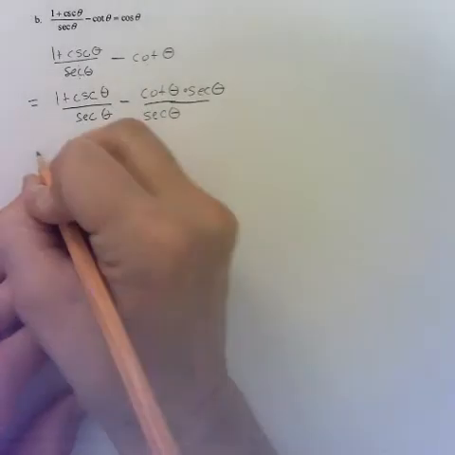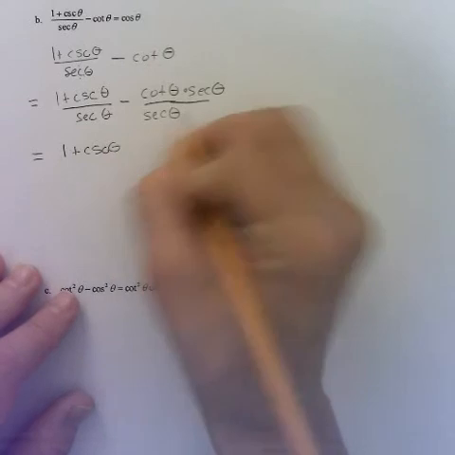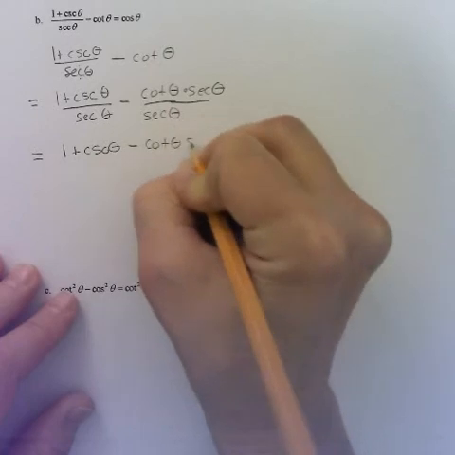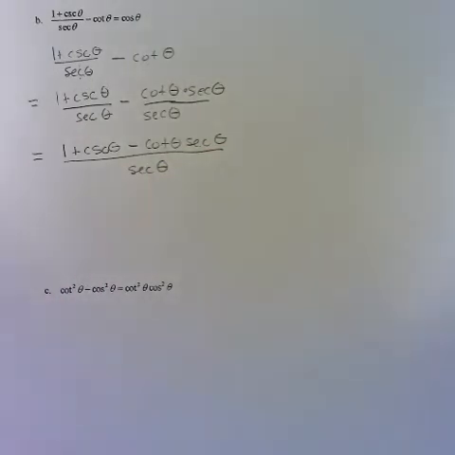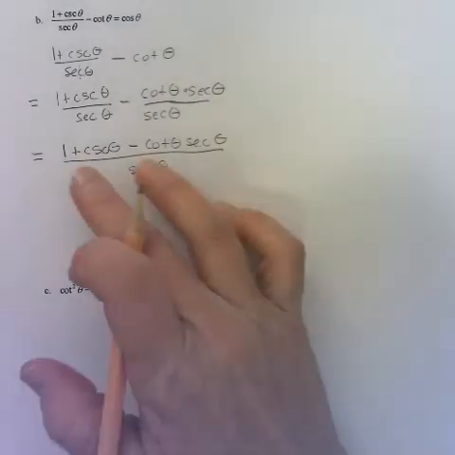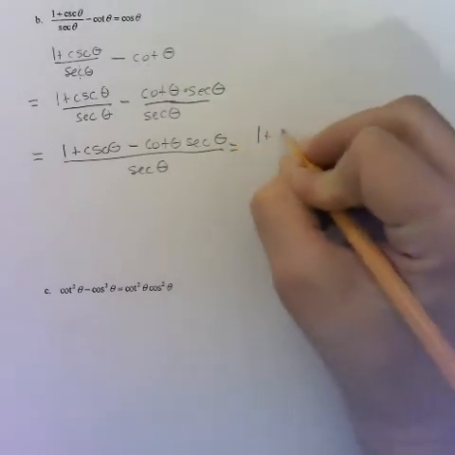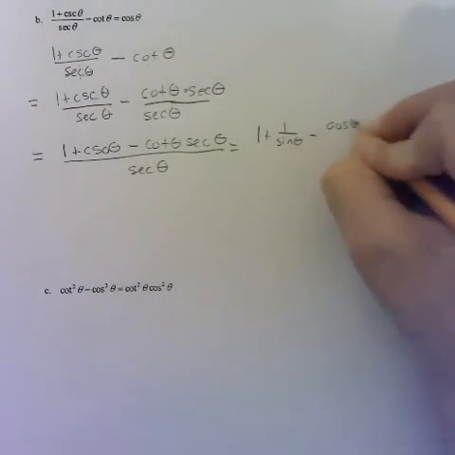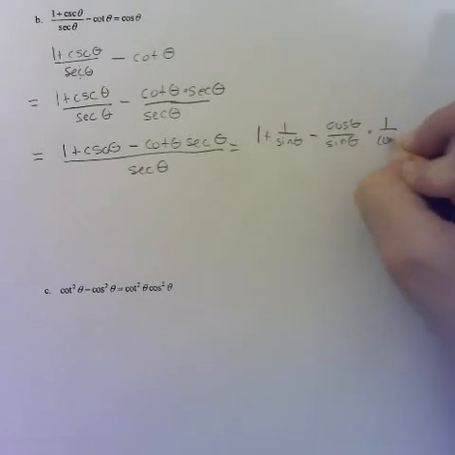So then we have 1 plus cosecant theta minus cotangent theta secant theta over secant theta. All right, so let's write in terms of sines and cosines now. So this is equal to 1 plus 1 over sine theta minus cosine theta over sine theta times 1 over cosine theta over secant theta.